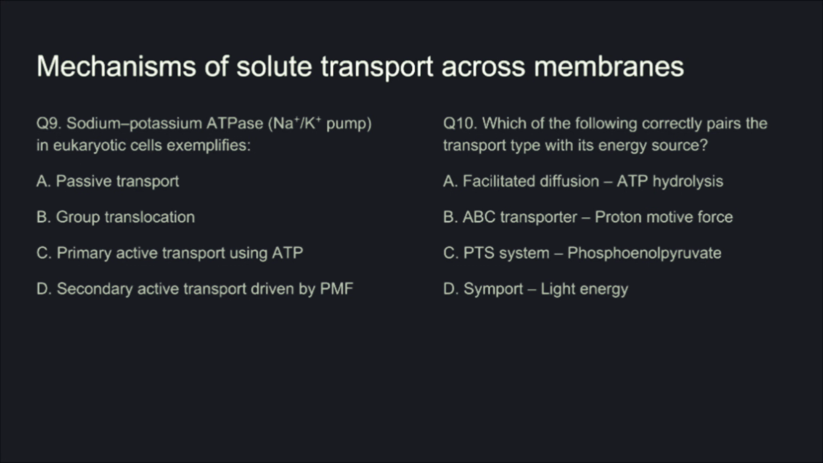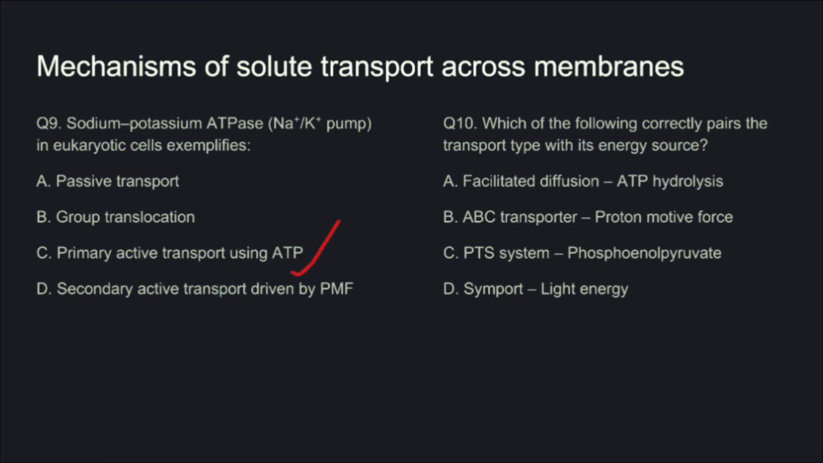Question 9. Sodium potassium ATPase in eukaryotic cell exemplifies. Options are A, passive transport, B, group translocation, C, primary active transport using ATP, D, secondary active transport driven by PMF. Correct answer for this question is option C, primary active transport using ATP.